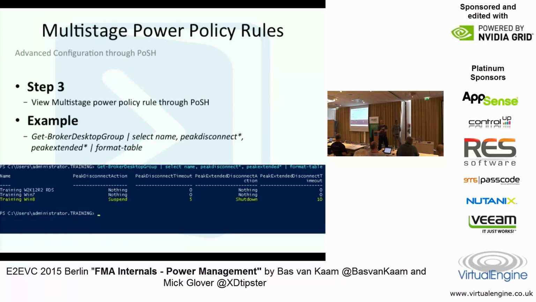So this is a perfect example of something that we probably should be able to put into the UI, because surely it can't take too much work. Again, the 80-20 rule. We can see the extended disconnect action is shut down and the extended disconnect timeout is set to 10 minutes. So pretty simple and straightforward to configure a multi-stage power policy rule.